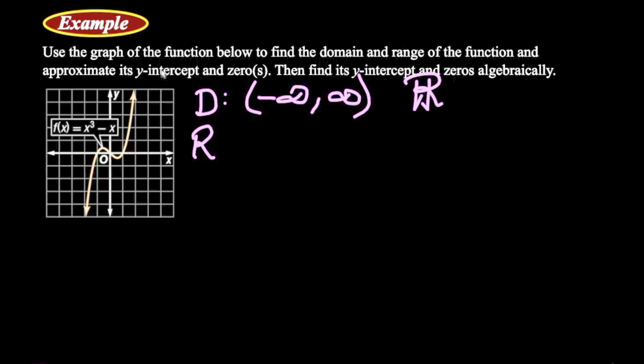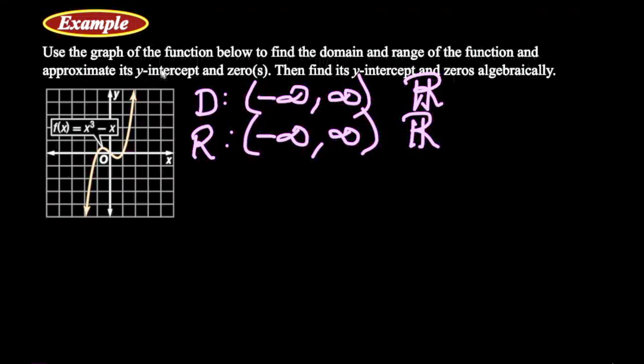The range of the function, well, are there any y values we're not going to get? And again, this one is all real values, all real numbers from negative infinity to infinity. So the domain and the range on this one are both all real numbers. Well, what about the y-intercept? How do we find the y-intercept?